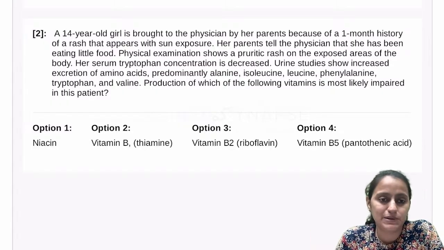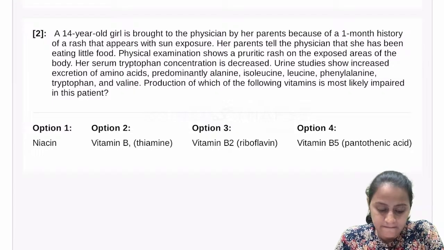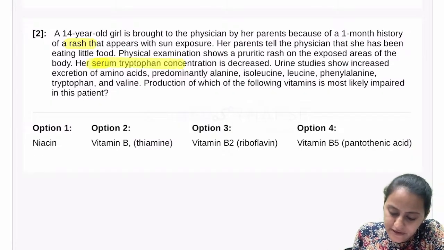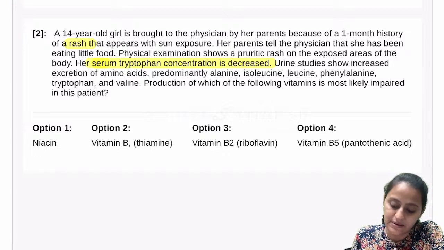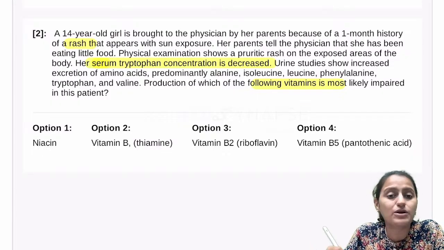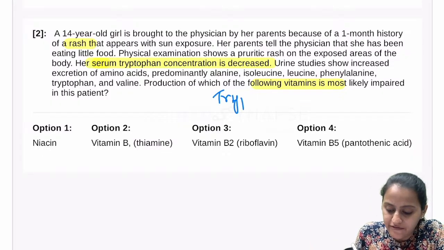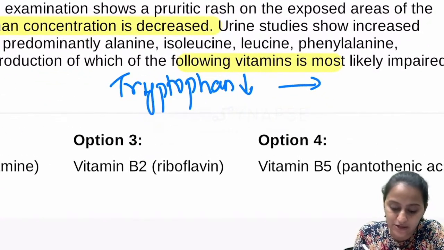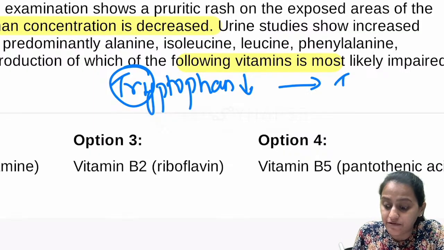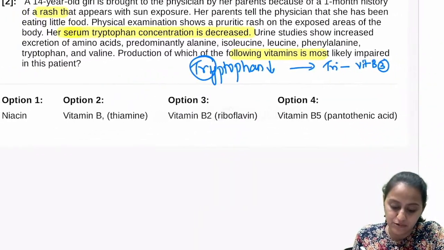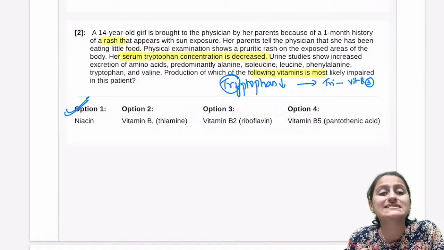It seems like a difficult, complicated question, but actually it's very easy. A 14-year-old girl has a history of rash, and serum tryptophan concentration is decreased. In the urine there are increased amino acids. So production of which vitamin is likely impaired? A very important clue given here is that tryptophan is decreased. So which vitamin is derived from tryptophan? What is the quick trick? Remember, tryptophan is tryptophan, tri, that is vitamin B3. Niacin is what is derived from tryptophan. So it is going to be niacin deficiency.